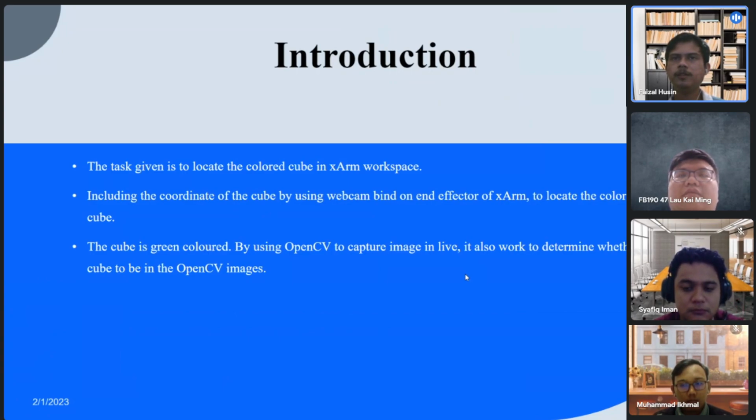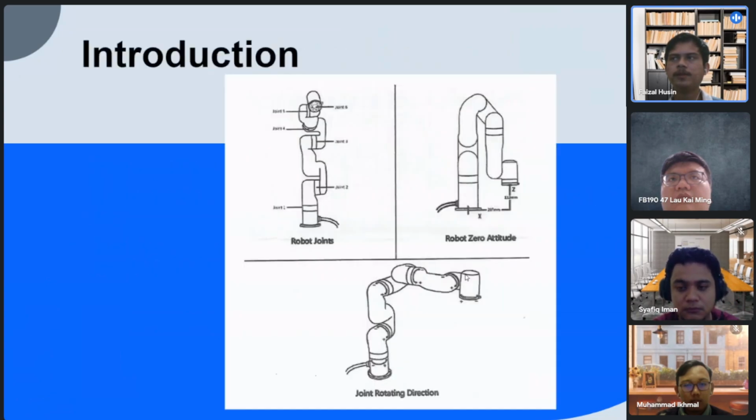By using OpenCV, we can capture images from the webcam, so we can operate on the OpenCV images to determine whether it is our green cube that is detected on the webcam. Now I will pass on to my peer. Oh, sorry, sorry. This is the introduction.